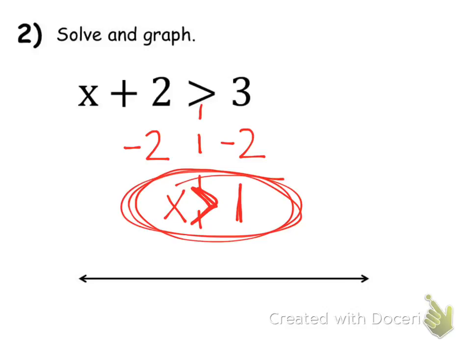Now I would like to graph that on the number line. So I have 0, 1, 2. You can put the negatives if you want. Circle the 1. Am I going to fill it in? No, it's not an or equal to. It's just a greater than. So am I going to go left or right? Right. Right, very good. Raise your hand if you have a question.